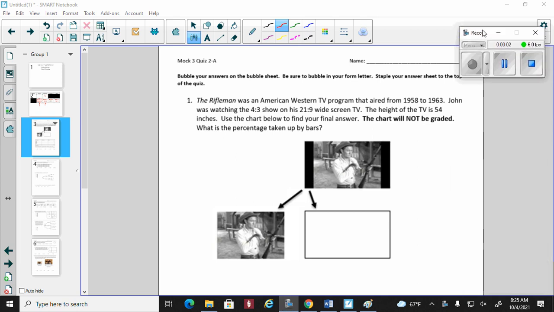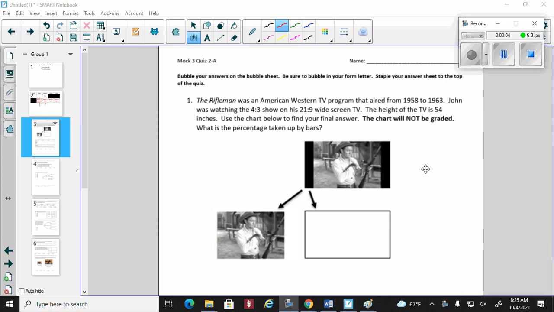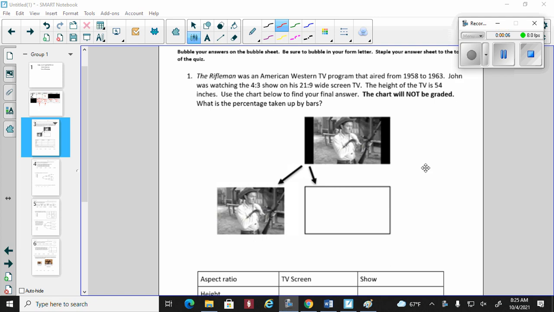All right, so we're going to go ahead and go over the Math 3 quiz 2. First thing we're dealing with is this question, which is figuring out the area of the black box. Remember I told you there are two rectangles in one.